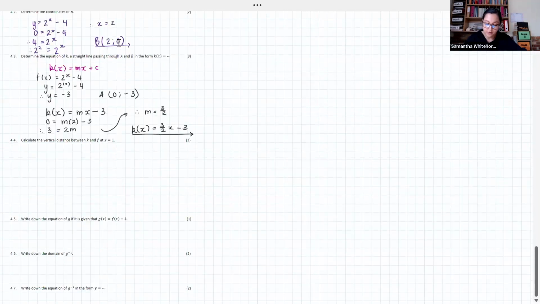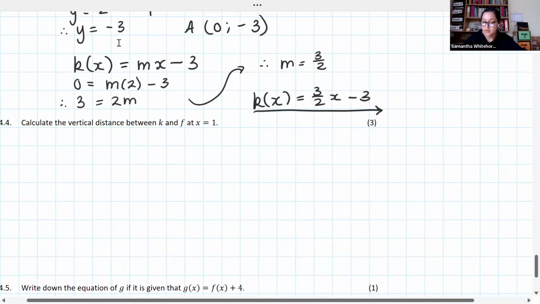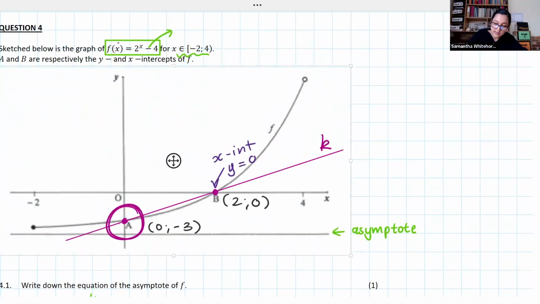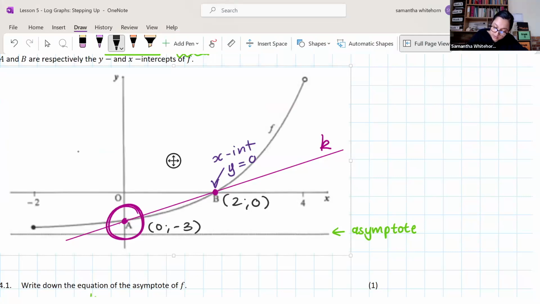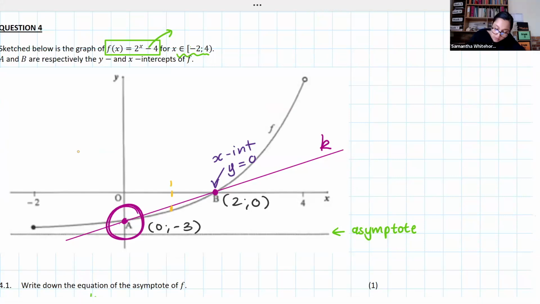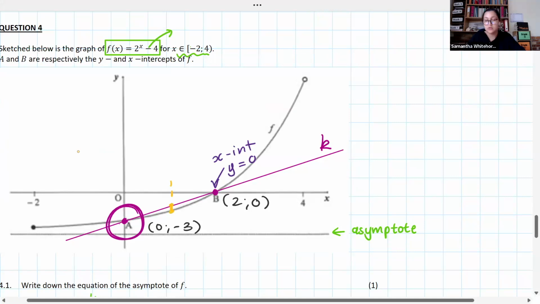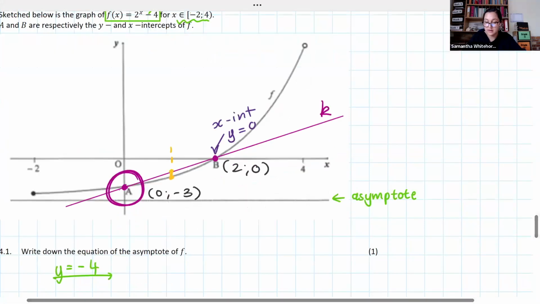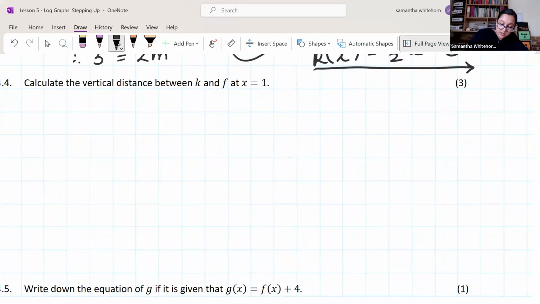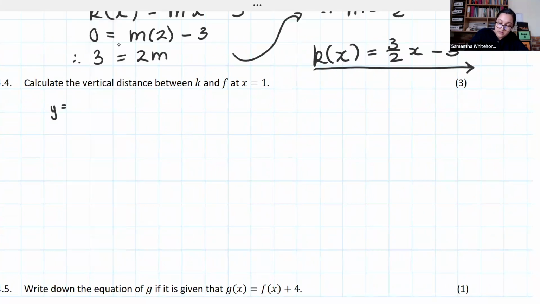Okay, so 4.4 says, calculate the vertical distance between k and f at x equals 1. So let's go to our graph to see this. Firstly, x equals 1 is going to be a very, very small little distance. So x equals 1 is probably about there because it's halfway between 0 and 2. So what they want is the distance between the graphs there. Now, vertical distance is up, down. So we need to work out the y coordinate on both of those graphs to be able to determine vertical distance. But that's fine. We know the x value, and all we do is substitute in. So you can start wherever you want. If we start with the straight line, let's go k of x.